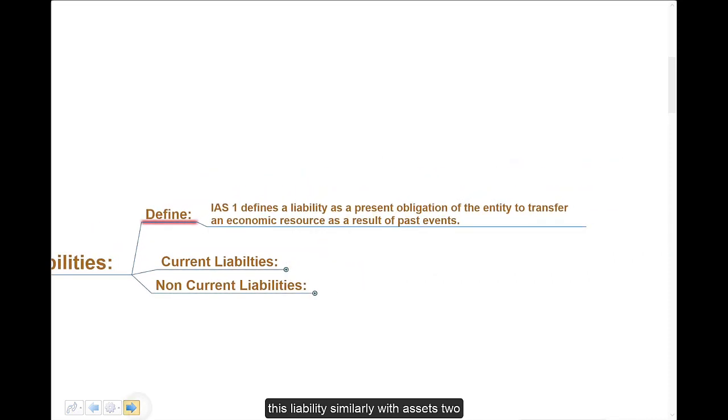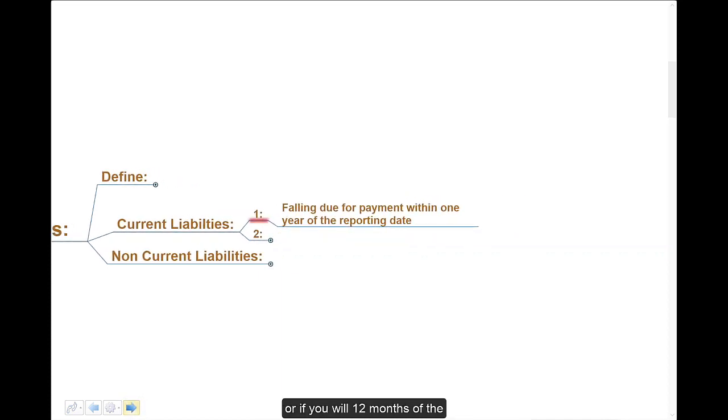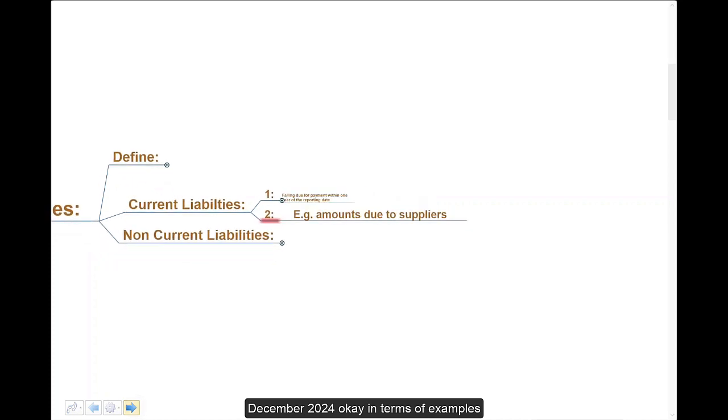Similarly with assets, two main areas for us. Current liabilities, so falling due within 1 year, or if you will, 12 months of the reporting date. By reporting date, we mean the accounting date. Let's say 31st of December, 2024, okay? In terms of examples, let's say amounts due to suppliers, sometimes referred to as accounts payable or trade creditors. Invariably, they won't be waiting for more than 12 months. They'll want to be paid in 30 days, 60 days, etc.